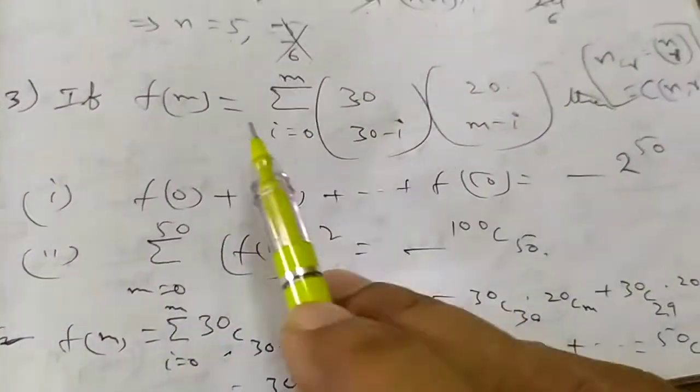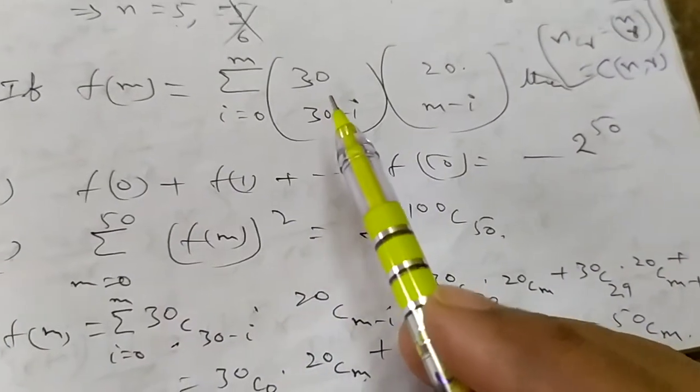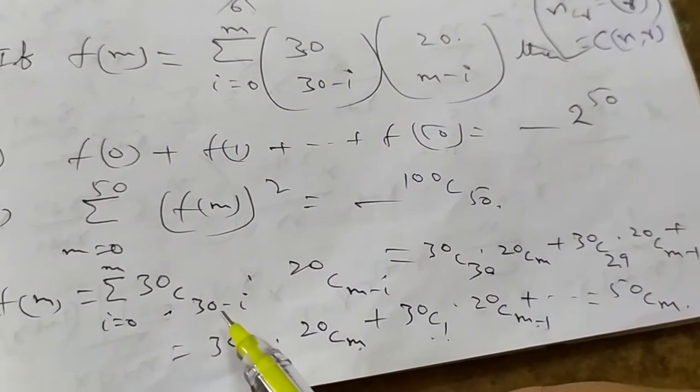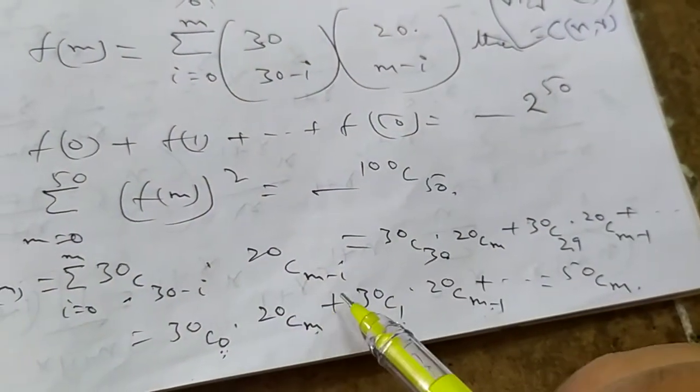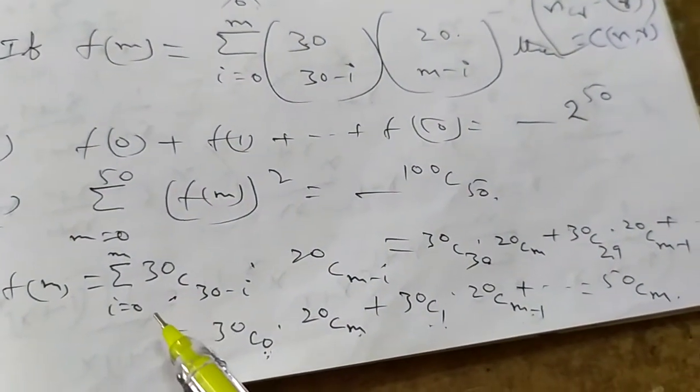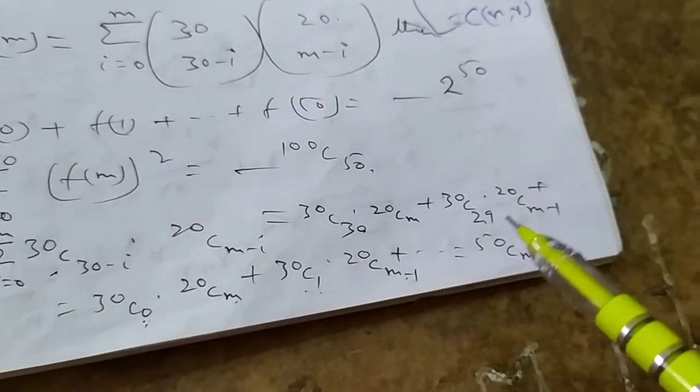See, solution: f of m equal to, open this sigma. So this bracket means 30C(30 minus i), and this one means 20C(m minus i). Now open this sigma when i is 0, when i is 1, when i is 2 and so on.